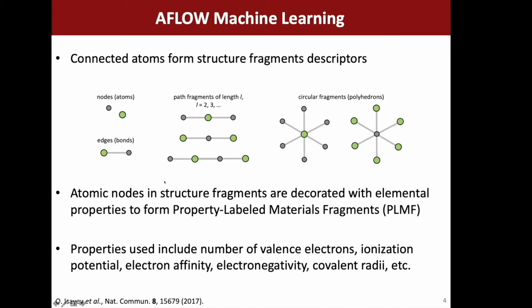Then what we do is we take these structure fragments and we decorate them with elemental properties. Things like electronegativity, ionization potential, covalent radii, number of valence electrons, position in the periodic table, these sorts of ideas. All these different elemental properties of the atoms. We decorate the nodes, the atomic species, with these properties, and this is what forms these property-labeled materials fragments. And this is how we built what's called a feature vector, which is the input to the machine learning model.